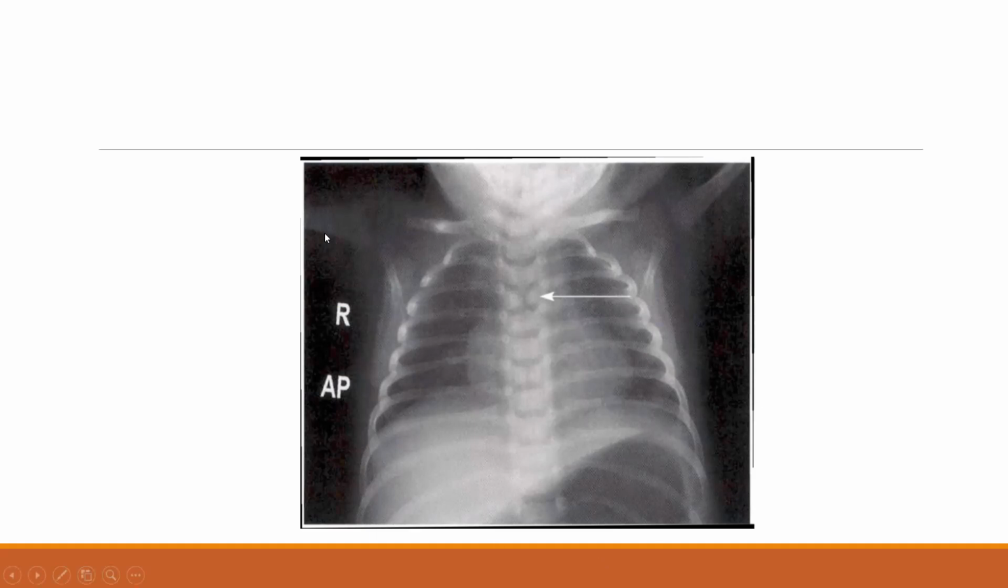So what should we say? The clavicles are equidistant from the spine and the bones are apparently normal. But what about the spine? Is the spine shape normal or are there any abnormalities? Yes, it's Alagille syndrome, butterfly-shaped vertebra. So it goes in favor of Alagille. Thank you, Dr. Nomani.